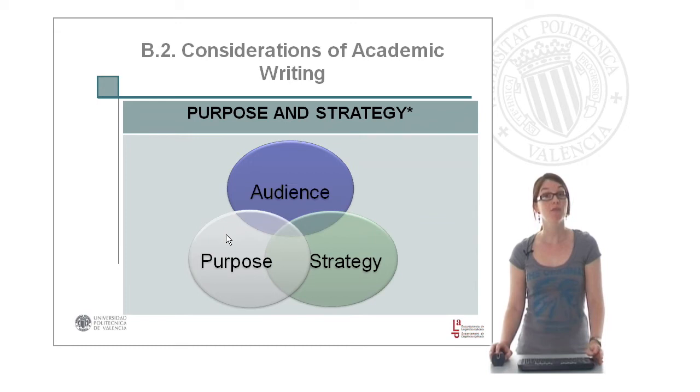Audience is clearly interrelated to the purpose. For example, if your audience knows less than you about the topic you are going to write about, the purpose would be instructional. But if your audience is your instructor, in this case, the aim would be just to display knowledge, to show that you know. So once you define the audience and the purpose, then we move on to the next variable, the strategy.